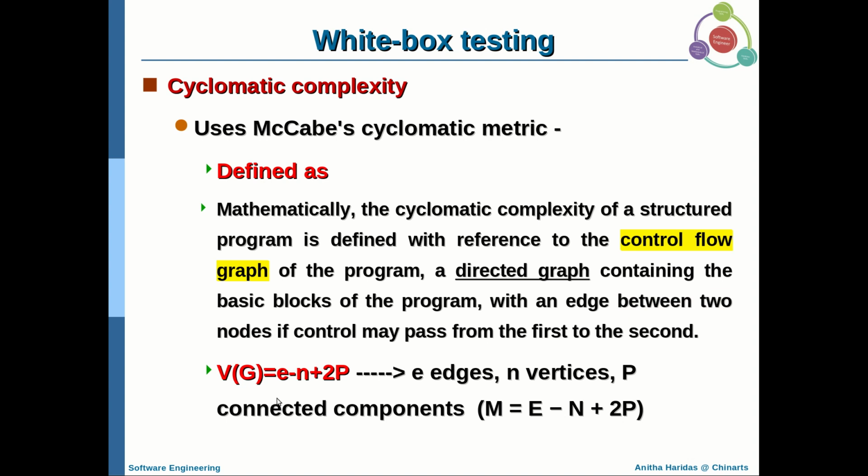So this is the formula for the cyclomatic complexity calculation. The value of the given control flow graph, which is the complexity metric of the given graph G, is equal to number of edges minus number of vertices plus 2 into P. P is known as number of connected components. Now when I say connected component, if you have one graph where all the nodes are connected by the edges, then you call it a connected component.